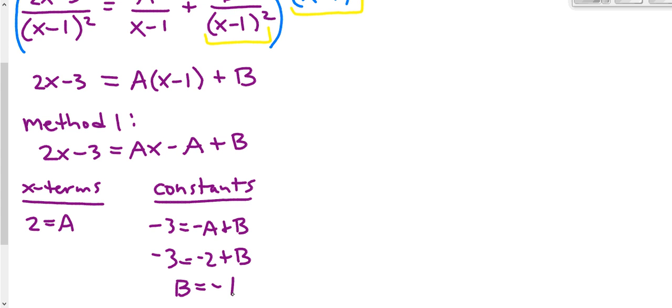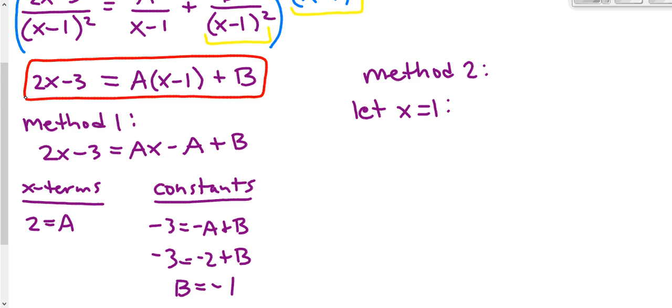And remember, if you want to use method 2 instead, then you're going to choose a strategic value for x. I would say let's let x equal 1 and substitute that into this equation. And we get negative 1 equals a times 0 plus b. So now I know that b is negative 1.